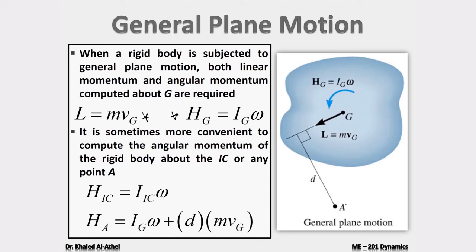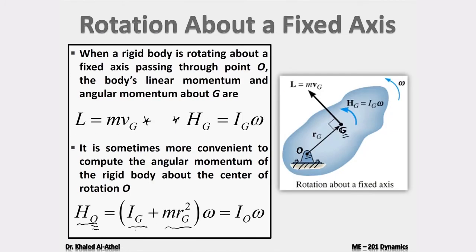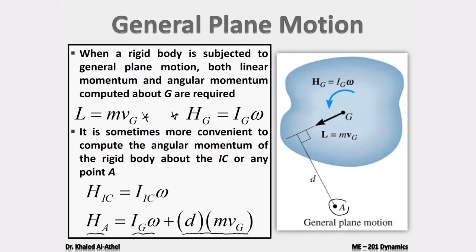So let's say the object is rotating around point A. Therefore, HA will equal Ig omega plus mvg times d. And I do not say, as in the previous case, Ig plus mr squared all times omega, because now the relation between v and omega is not with the same d. Therefore, it's Ig omega plus d multiplied by mvg, because Vg does not equal omega d in this case.